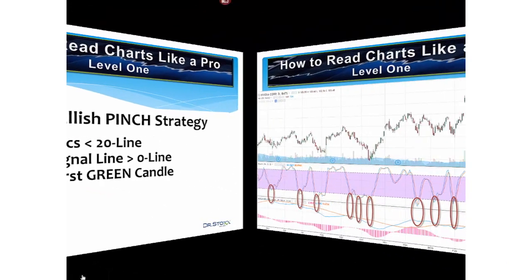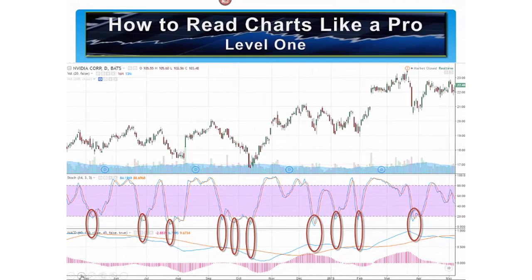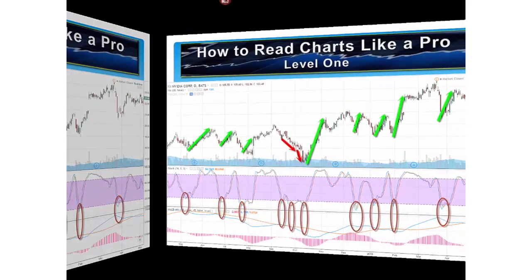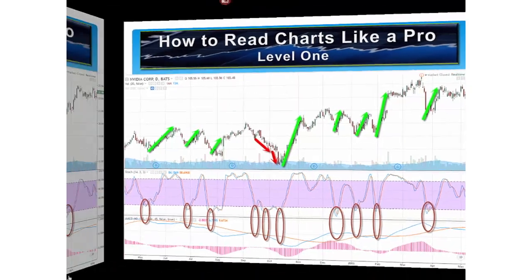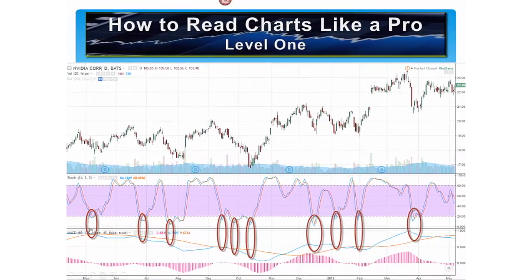So that's the system. What you're looking for on the chart itself are these pinches right in here. Low stochastics below 20 and a high reading on MACD well above the 0 line. See, the 0 line is way down here, right? MACD is way up here. Very bullish read on the MACD, very bearish read on the stochastics. That's called the pinch. And that's our signal to go long as soon as we get a green candle.